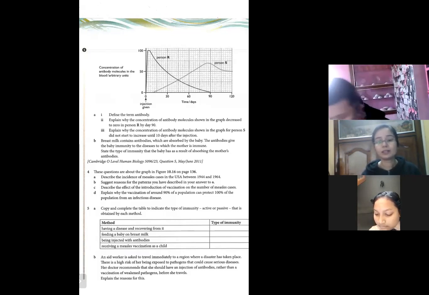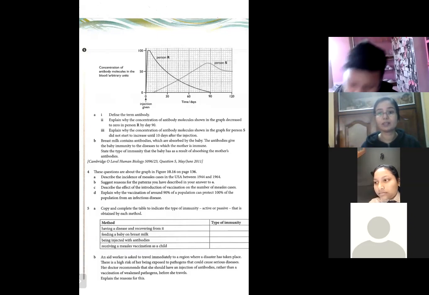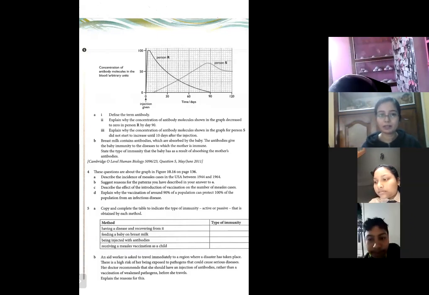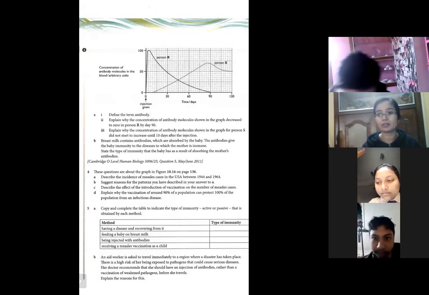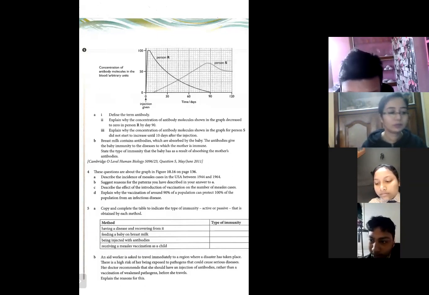If the question carries 1 mark, you can make it short and write only one single sentence. But if the question carries 2 or 3 marks, then you will have to explain it a little bit. So the same answer you will write in one sentence, that the baby has a passive immunity as a result of absorbing the mother's antibodies, if the question carries 1 mark. But always look at the marks that the question carries.